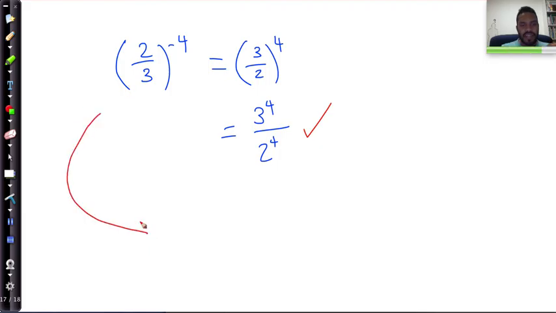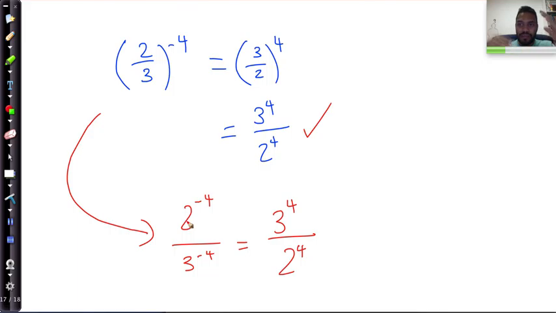If I were to take this thing over here and write it out, 2 to the negative 4 over 3 to the negative 4, all I need to do is take that down, and it becomes a positive 2 to the 4 by definition, and this is going to become 3 to the positive 4. Just take that to the top, take that to the bottom. Just move things up or down.